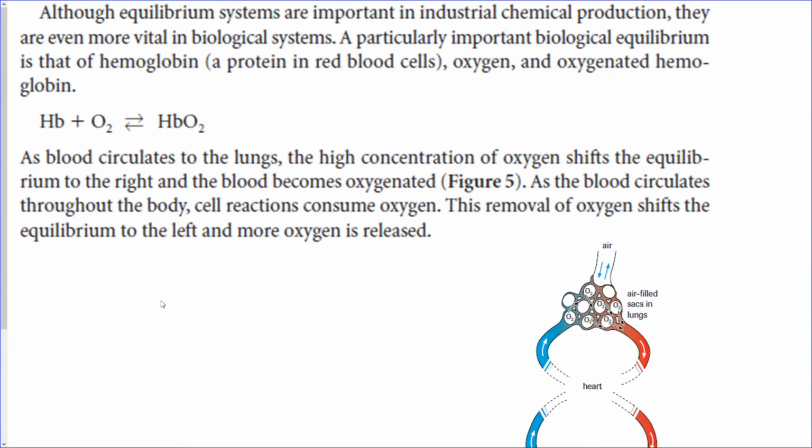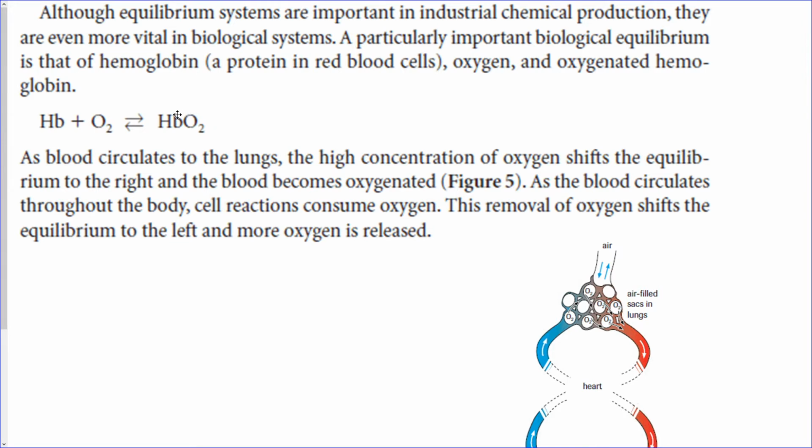The oxygen binding sites on the hemoglobin are going to, first of all, take in a lot of oxygen. So they're going to be empty, and there's going to be a lot of oxygen gas. Because of the increase in the concentration of oxygen, the system is going to shift to the right, and we're going to get more of our product, the oxygenated hemoglobin.